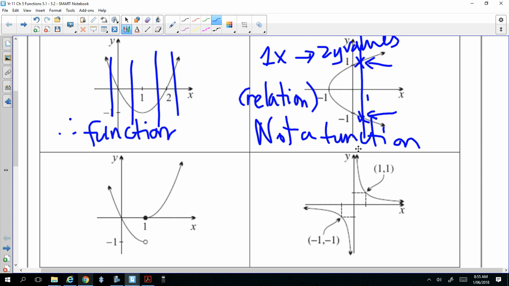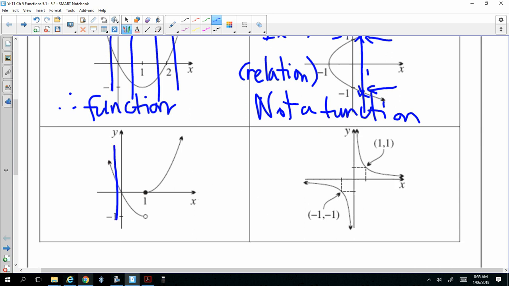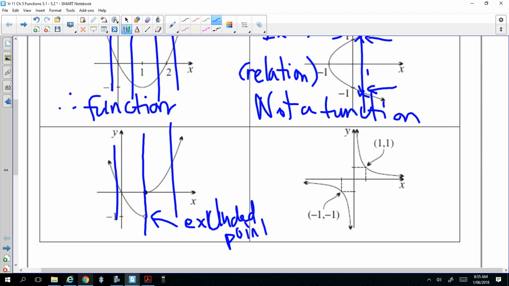All right, let's see if you can tell whether the next one is a function or not. Now let's draw some vertical lines, no problem. But what about here? Does it cross twice or once? Once, because the open circle is not included, right? It's excluded. The excluded dot. So therefore it is a function.